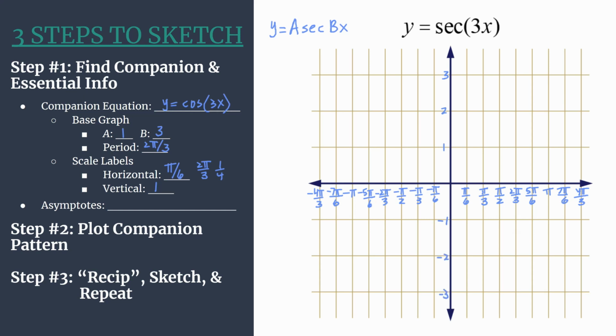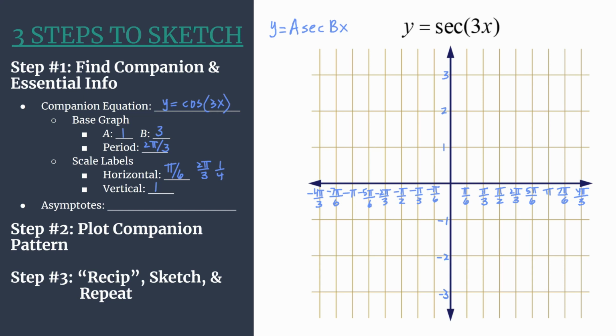Now before we do that, we do want to find the asymptotes of our final equation. So let's pause for a moment here. Working away from the companion equation, we want to find the asymptotes of our secant graph. There's a really easy way to do this, and it involves knowing where the original zeros are for the cosine equation. We know that those typically happen for just y equals cosine x at pi over 2 plus pi k. So think about the original first cycle of cosine x. They happen at pi over 2 and 3 pi over 2.